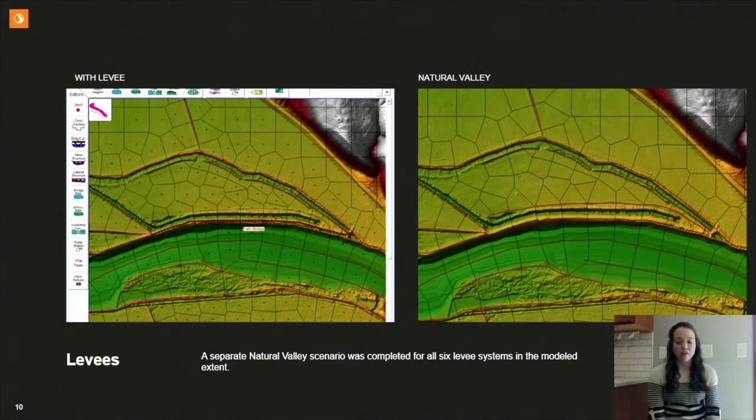For the with levee analysis, all of the levee systems were represented in the 2D mesh with the connection, ensuring that high ground associated with the levee was captured along the 2D cell faces. 6 natural valley geometries were developed, 1 for each levee system, to analyze each levee independently of the others. This allowed us to determine the impact of each individual levee system had on the water surface elevations along the Payette River. For these scenarios, the connections were removed and the cells reoriented such that the cell faces were aligned on the riverward and landward sides of the levee, thus allowing flow to cross the high ground.